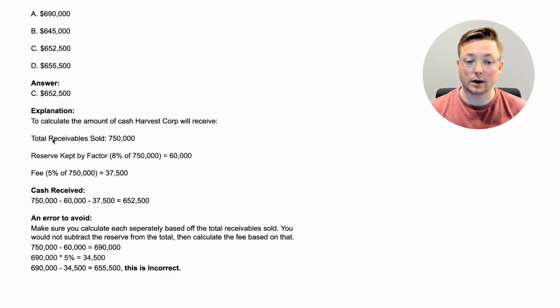Again, you are calculating the reserve and the fee separately based off the total receivables sold, and then you're subtracting it from the cash to see how much money they actually got, instead of doing the reserve, subtracting it, and then multiplying the new amount by the fee. And again, that's the wrong order. That will get you the wrong answer. So I just wanted to make sure that we pointed that out. So that was factoring without recourse from the seller's perspective. Let's go to the next question to talk about the buyer or the factor's perspective.